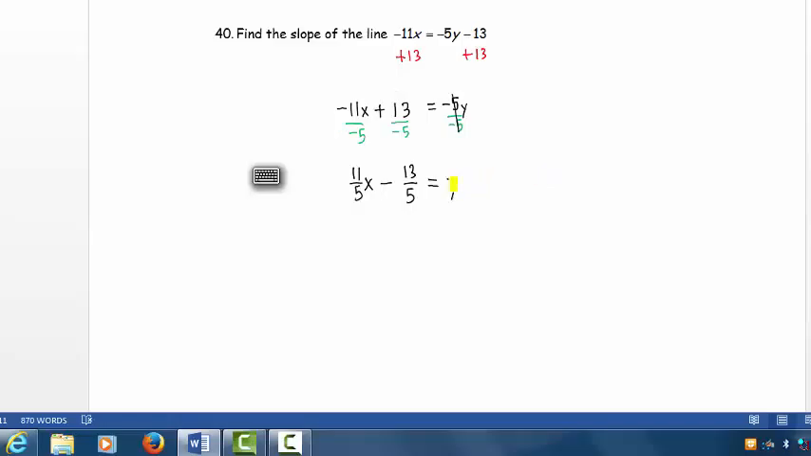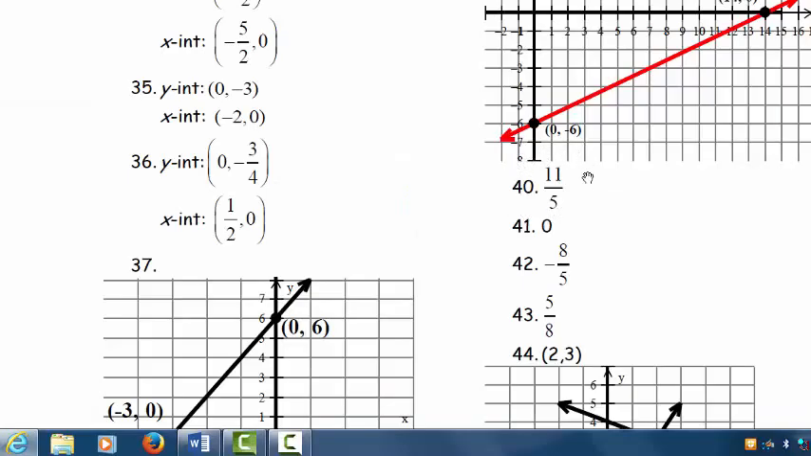So this is in y equals mx plus b form, and here's the m. It's the number multiplied with x. So the m value, the slope, is 11/5. That is the slope of this line. Let's check the answer key. Here we have number 40, 11/5.